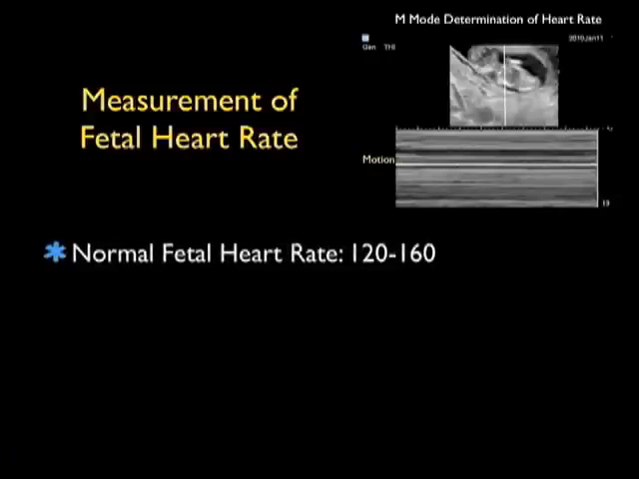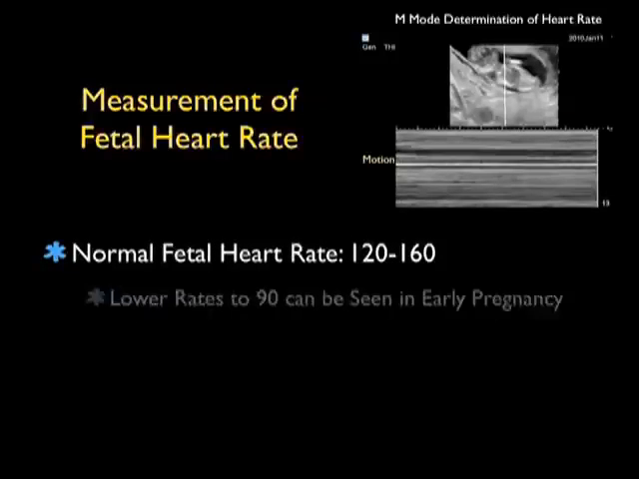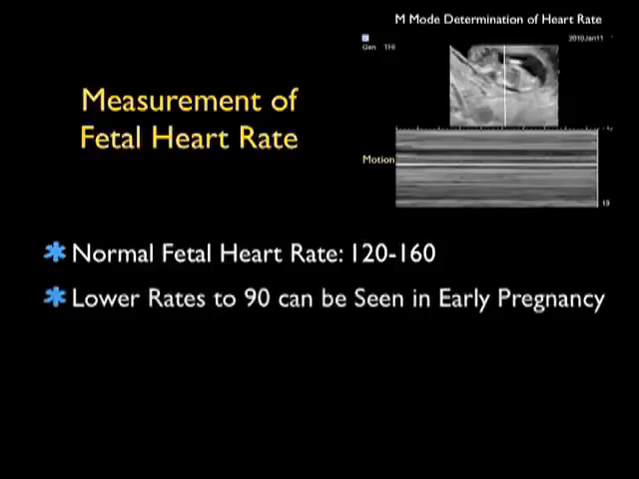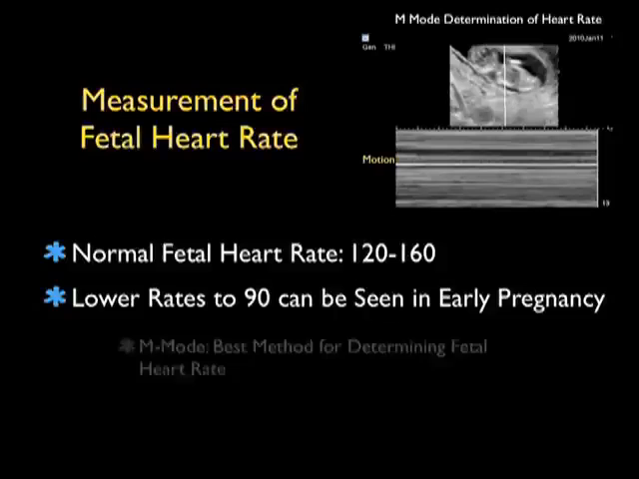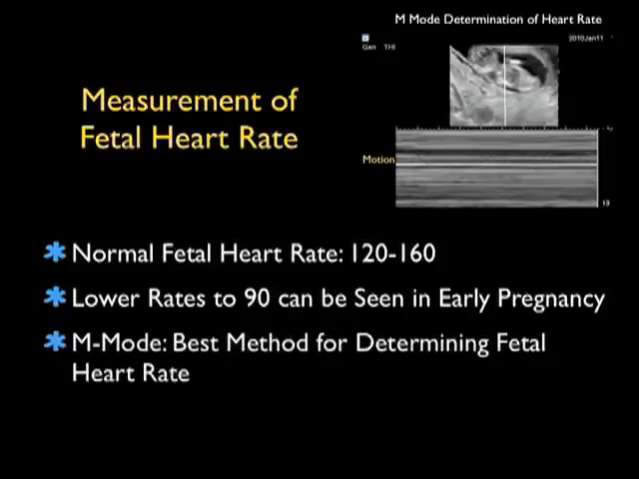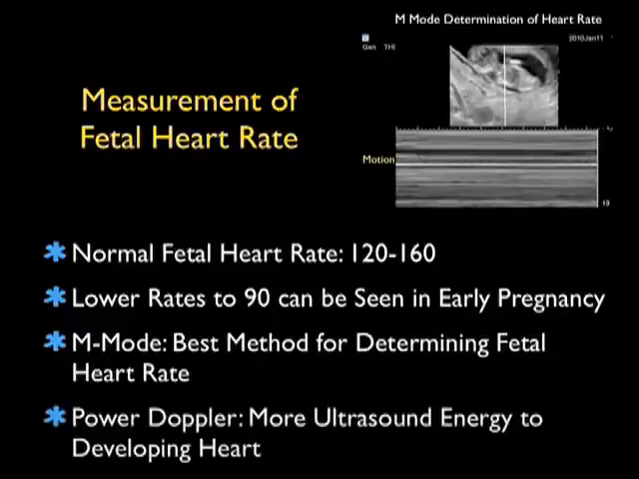In addition to measuring the gestational age of the fetus, another very important concept is to get a measurement of the fetal heart rate. Now, normal fetal heart rates will range from 120 to 160 beats per minute, but lower rates down to 90 beats per minute can be seen in early pregnancy in the early parts of the first trimester. M mode is the best method for determining fetal heart rate. Power Doppler, in contrast, gives more ultrasonic energy to the developing heart. Thus, M mode is the preferred way of measuring the fetal heart rate at this time.